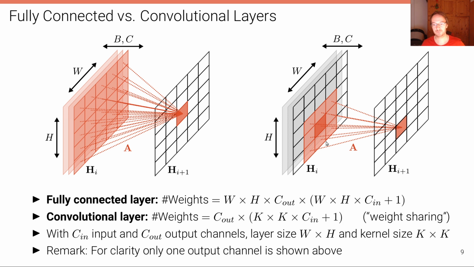In contrast, in a convolutional layer, we have just K times K, which is much smaller than W times H. So maybe just 3 by 3, this is the filter size, times the number of input channels plus 1 for the bias. And then we multiply this only with C out, because we have just one different filter per output channel, where we have the same filter for all locations W and H. Now we have significantly reduced the number of parameters by making this assumption that the weights are the same no matter where we are in the image.